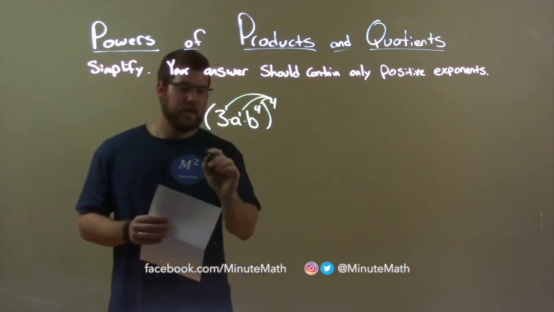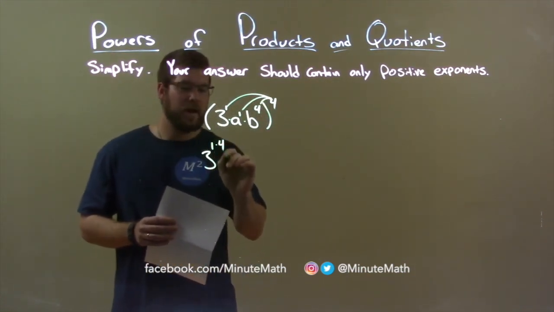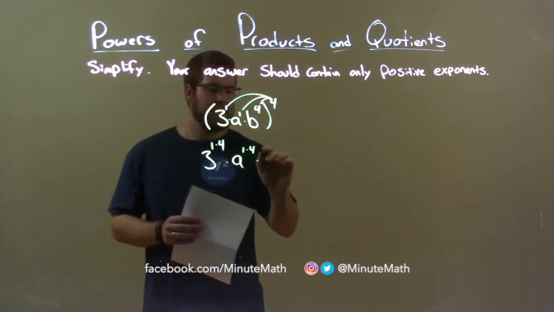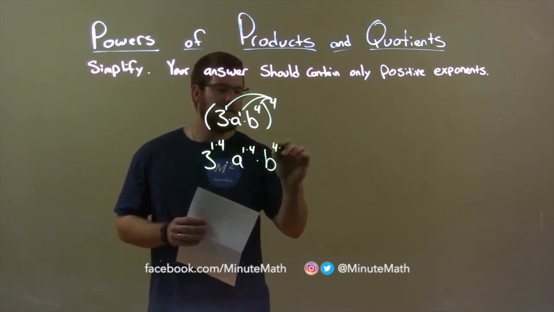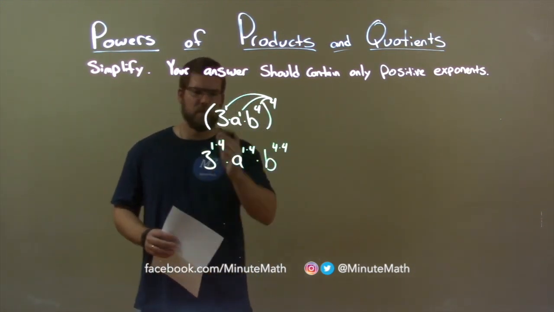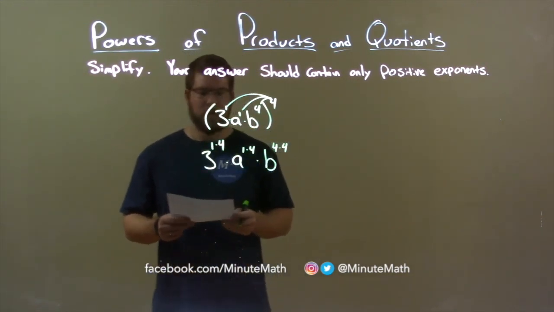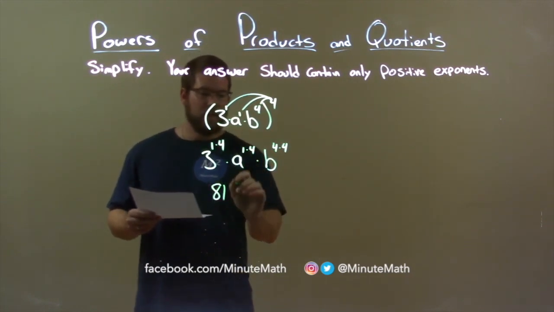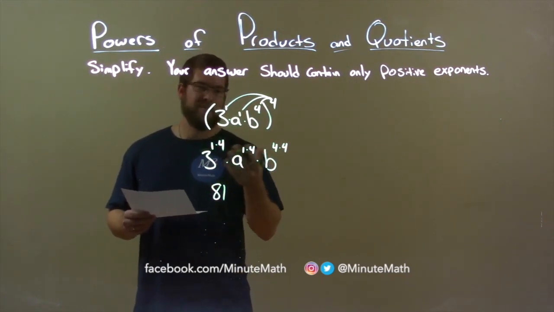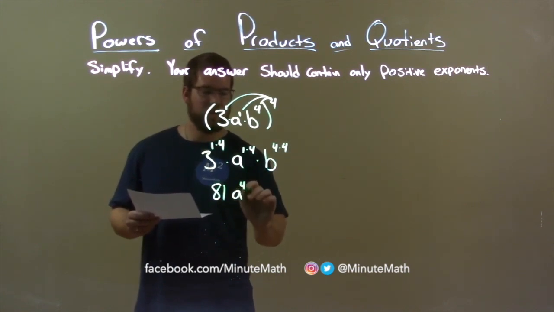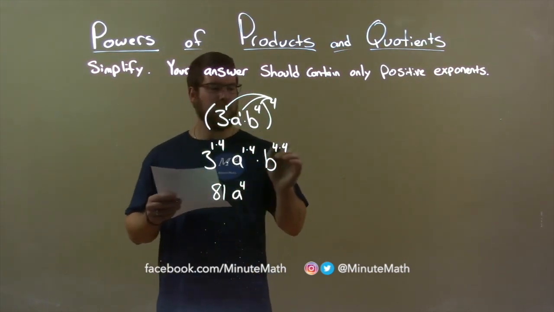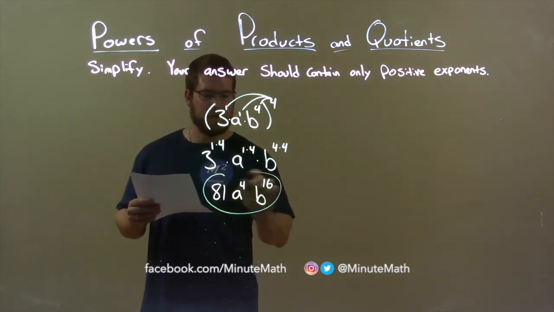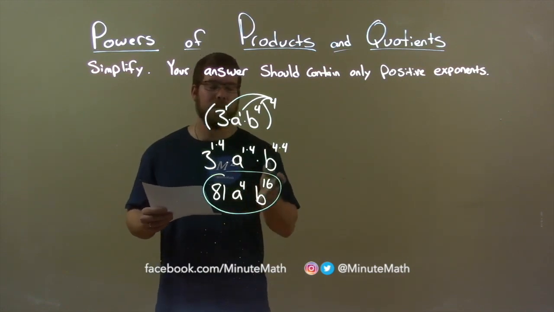So what we can see here is 3 to the 1 times 4 power times a to the 1 times 4 power times b to the 4 times 4 power. So let's simplify. 1 times 4 is 4, and 3 to the 4th power is 81. A comes down, and well, it's 1 times 4, and so that's 4. It's just a to the 4th power. And b, lastly here, we have 4 times 4, which is 16. So we have b to the 16th power. And so my final answer is 81, a to the 4th power, b to the 16th power.